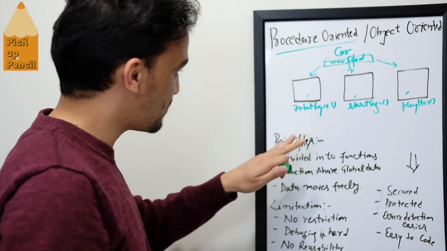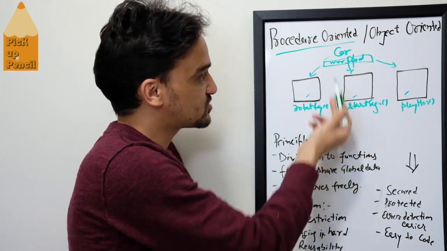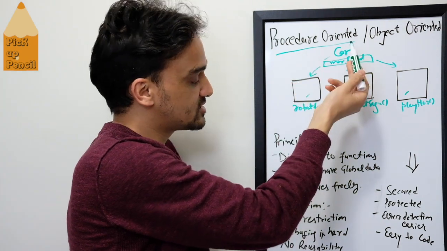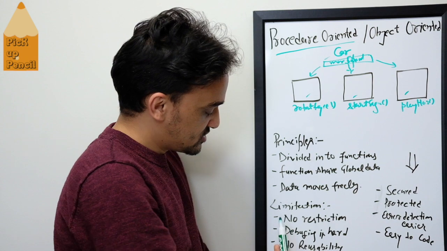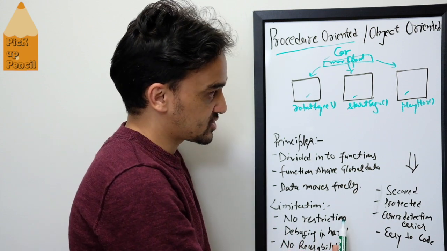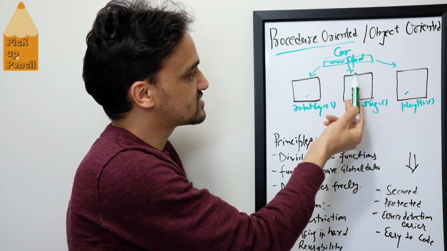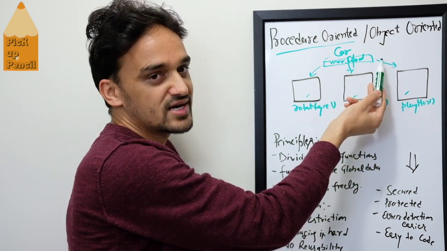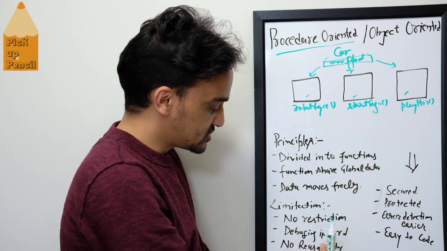We just talked about how the procedure-oriented programming language behaves, but what are its limitations? The limitation is that there are no restrictions. Any function can access any global data freely. There are no restrictions.